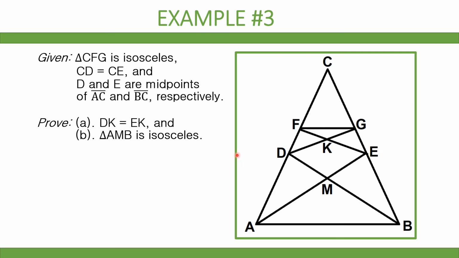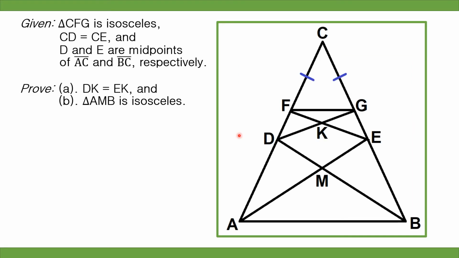Example number 3. Suppose that we are given the triangle CFG is isosceles, CD is equal to CE, and D and E are midpoints of AC and BC respectively. Prove that, first, DK is equal to EK and triangle AMB is isosceles. So this problem is quite challenging. More challenging than the first two.